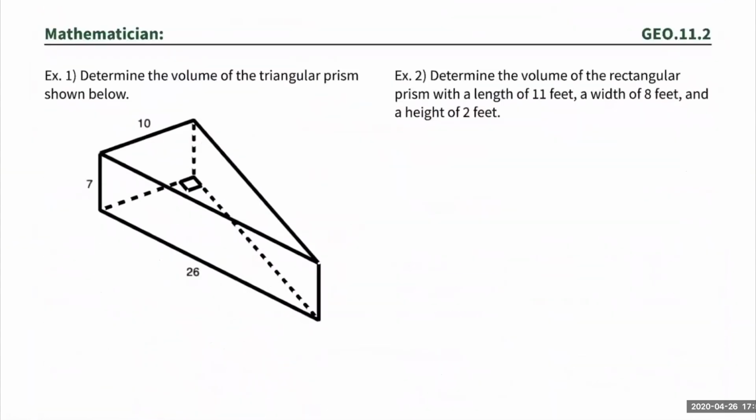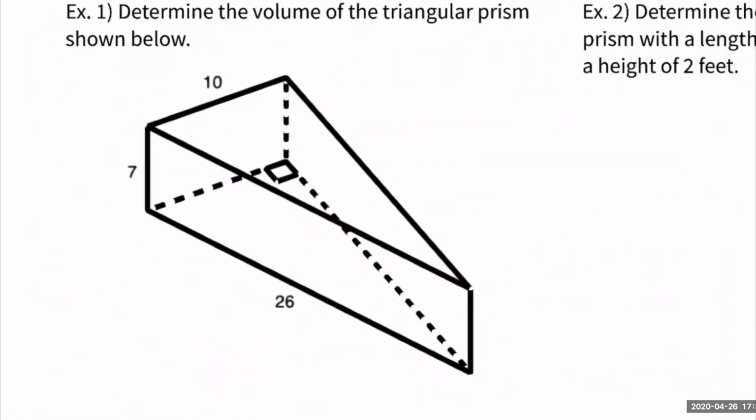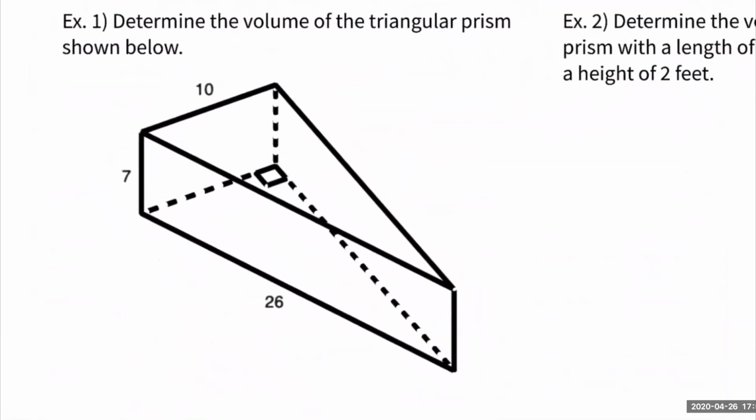All right, let's get into it. Let's do some math. Let's start off on example 1. We're going to find the volume of this cheesecake looking dude. All right, determine the volume of the triangular prism shown below.